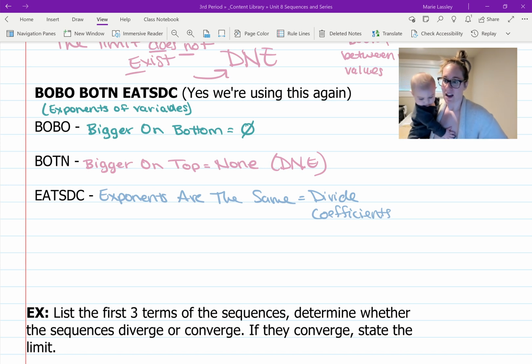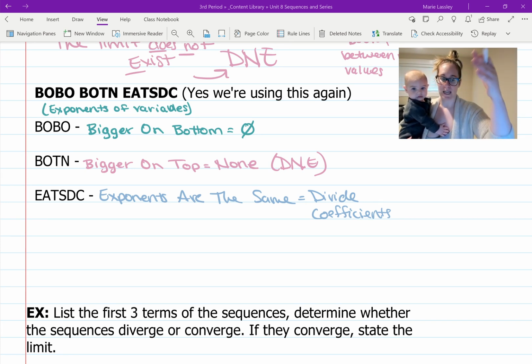So exponents are the same, divide coefficients. When you have it growing the same speed on the top and on the bottom, if something's growing equally, then what you end up with is just the coefficients, which is the number in front of your variables. That's going to be your limit.